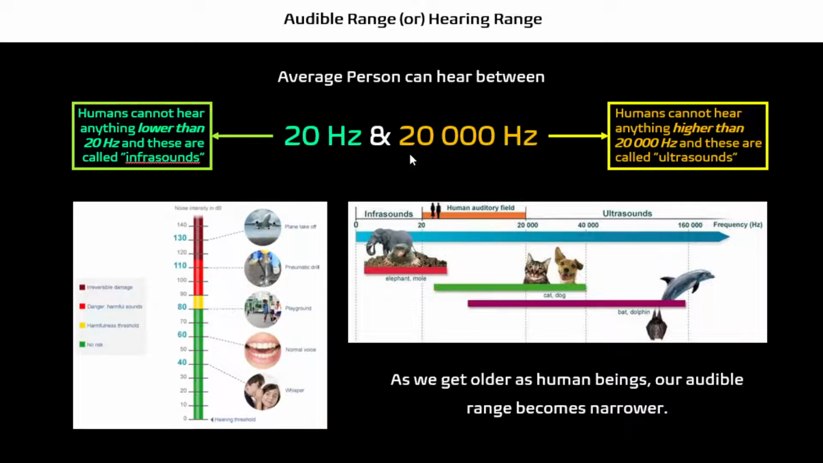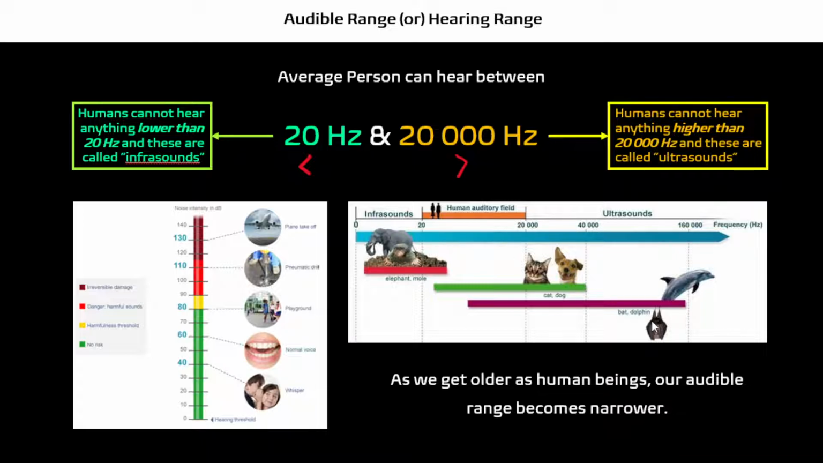So, audible range. The average person can hear between 20 Hz to 20,000 Hz. So, us humans cannot hear anything lower than 20 Hz, and we cannot hear anything above 20,000 Hz as well. Now, if we look at this interesting diagram here, we would see that elephants will talk to each other at frequencies lower than 20, and that's why we cannot actually hear it.